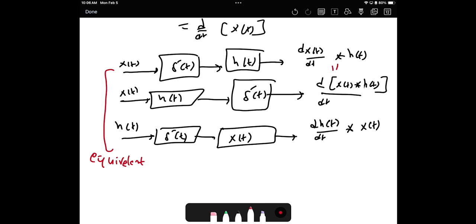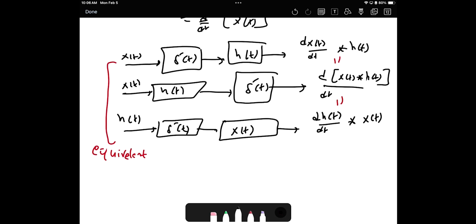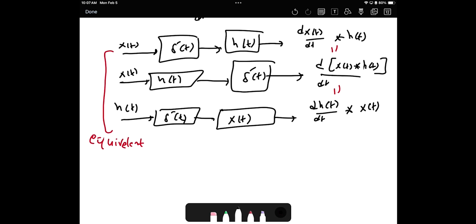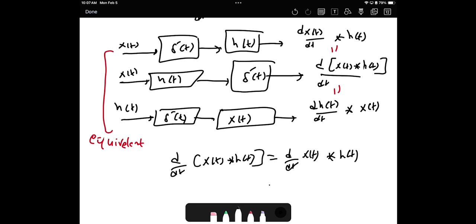Which means this term equals this term equals this term. And this is again the same as our derivative principle, which is basically whenever we take the derivative of the convolution d by dt of x of t convolved with h of t, when we distribute the derivative, we put it at only one of them. So it can be either d by dt x of t convolved with h of t, or x of t convolved with the derivative d by dt of h of t. So all of these three scenarios are the same.